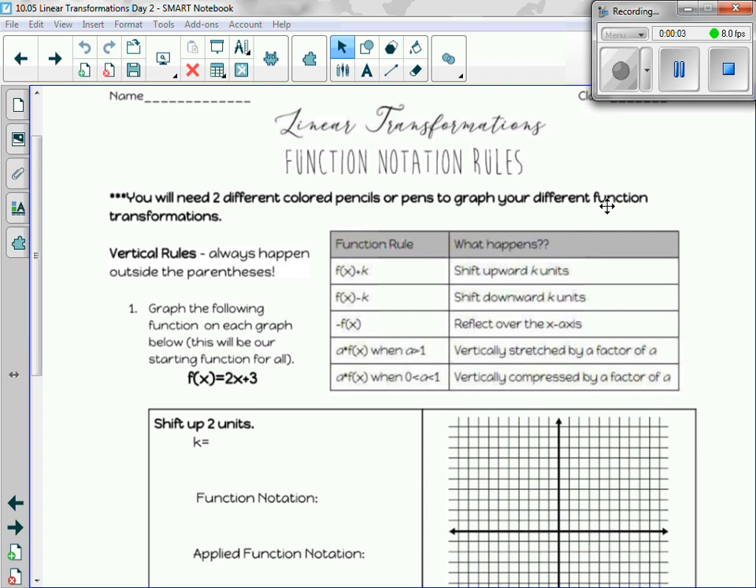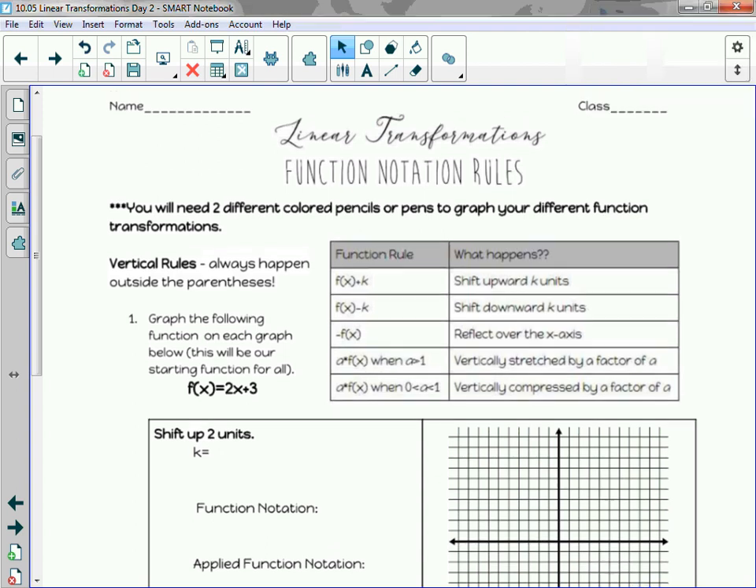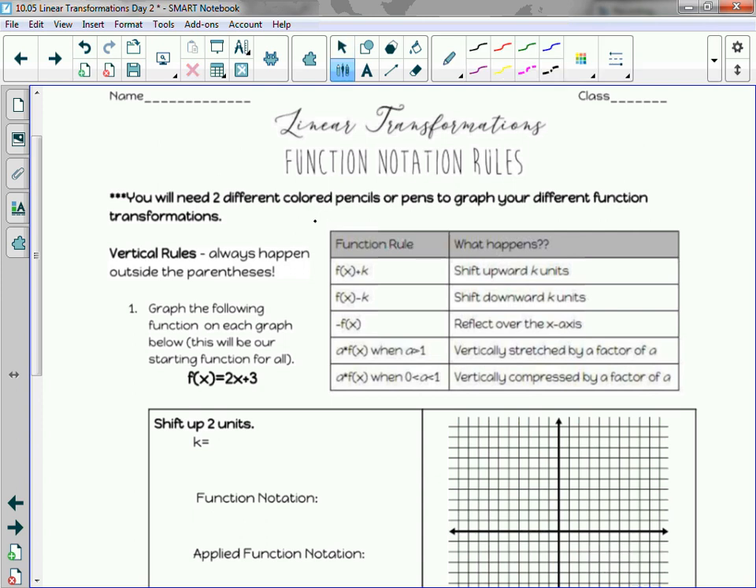Today we're going to use function notation rules to do linear transformations. So we're going to start with vertical rules. That's the first page of your packet. If you look at this table, you have all of the different rules that deal with vertical transformations. Our vertical rules always happen outside of the parentheses. When we're talking about function notation, there's going to be a lot of inside and outside the parentheses. So vertical is outside.